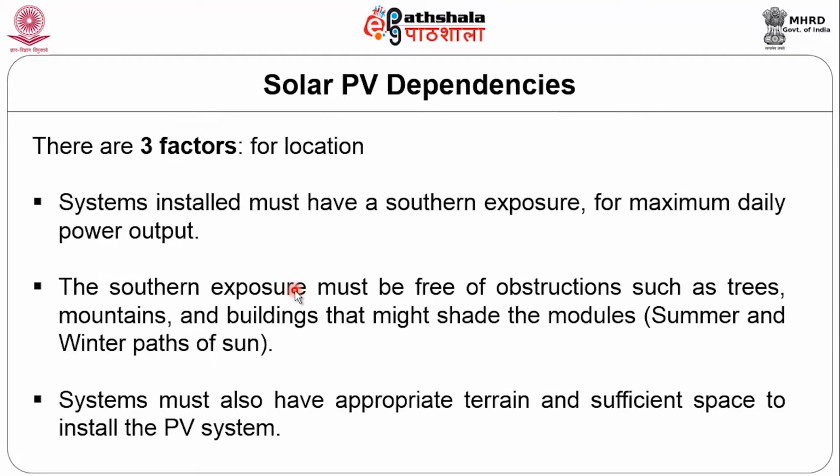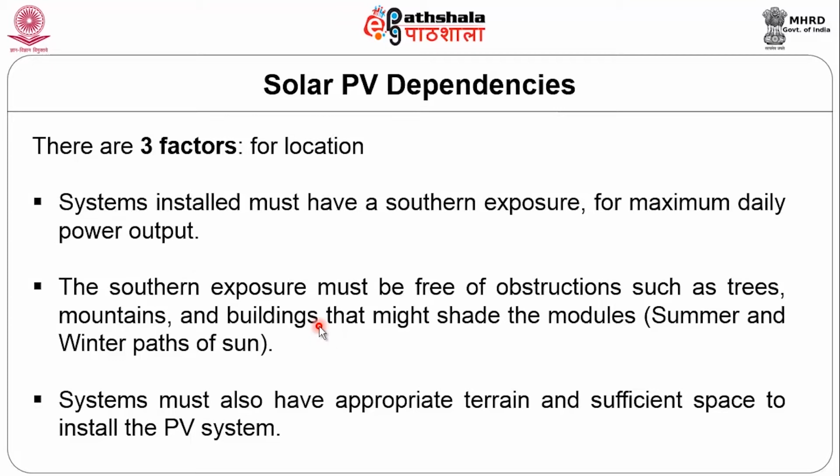Systems installed must have southern exposures for maximum daily power output. The southern exposure must be free of obstructions like the trees, mountains and buildings that might shade the modules in the summer and winter paths of the sun. And the systems must also have appropriate terrain and sufficient space to install the PV system. And around the PV system, you have to have the free space, so that the shade can be avoided.